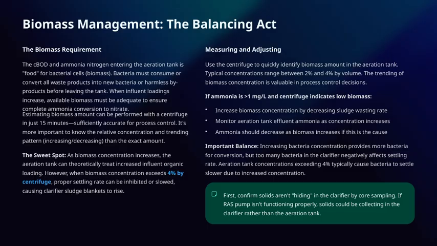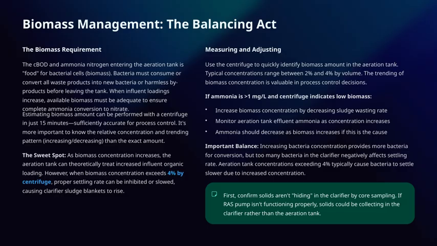Estimating how much biomass we have can be done quickly using a centrifuge, usually in about 15 minutes. It's quite accurate for process control purposes. What's more important than knowing the exact amount is understanding the relative concentration and whether it's trending up or down over time. Now there's a real sweet spot here.